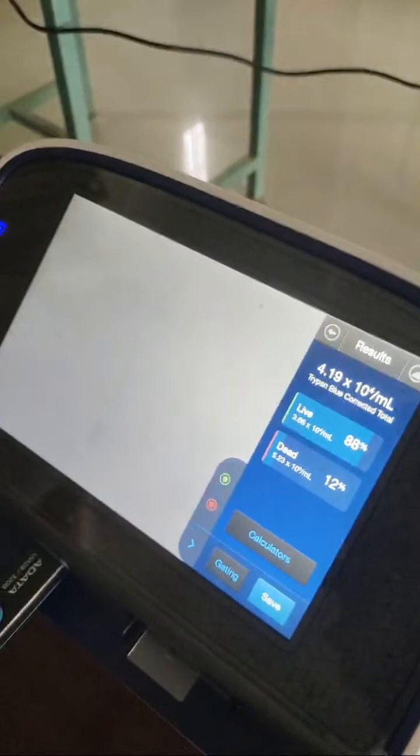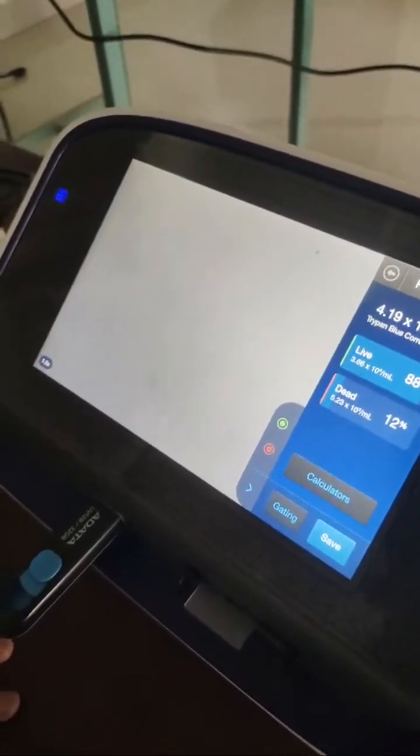So this is how it works. It is 4 viable cells, and definitely we will be having dead cells because they are using enzyme. During the process of incubation with an enzyme, definitely that is going to kill the normal cells also. So this is how it goes.